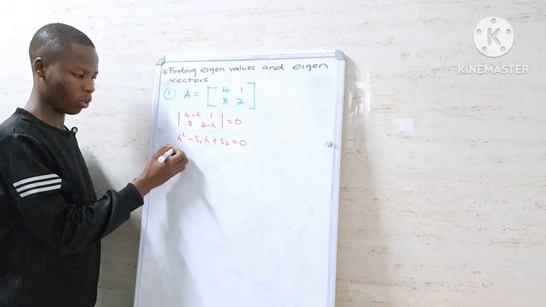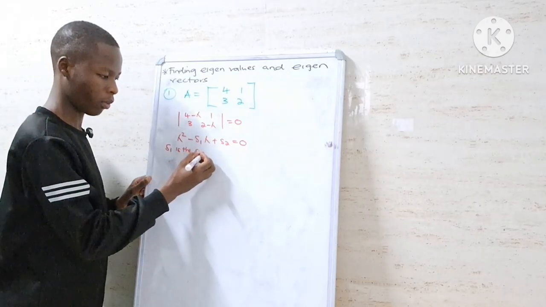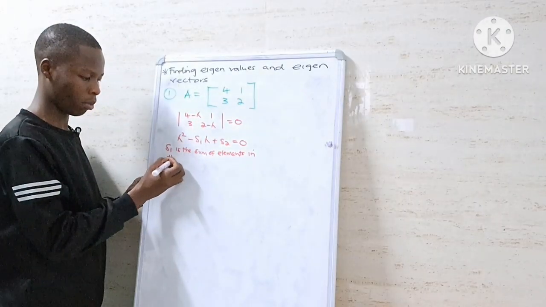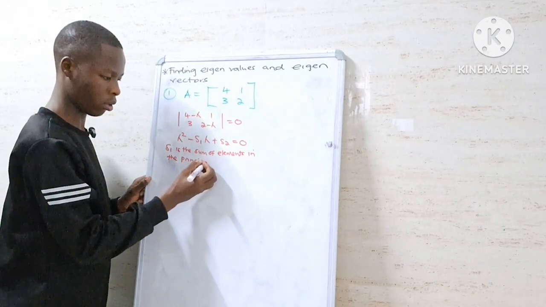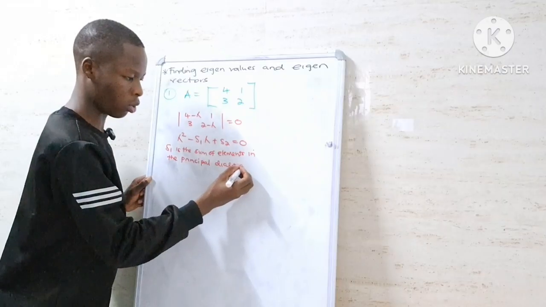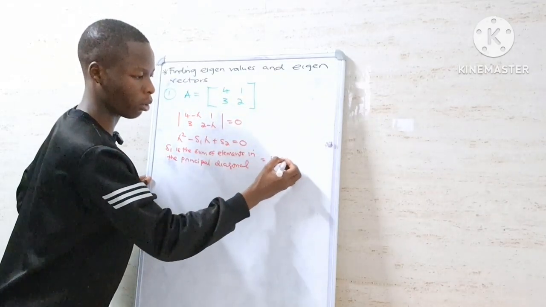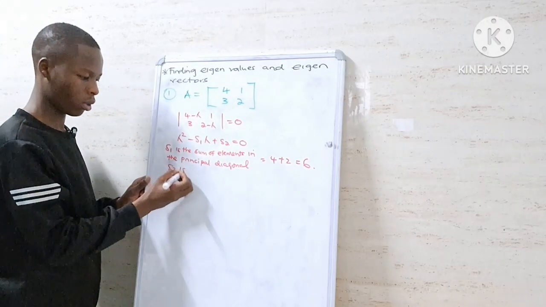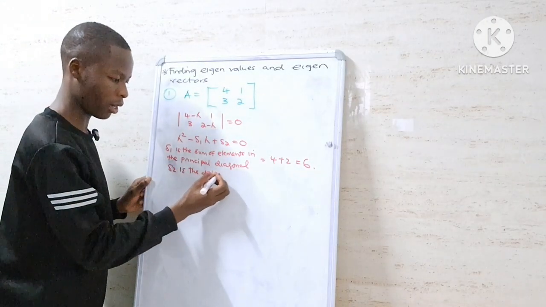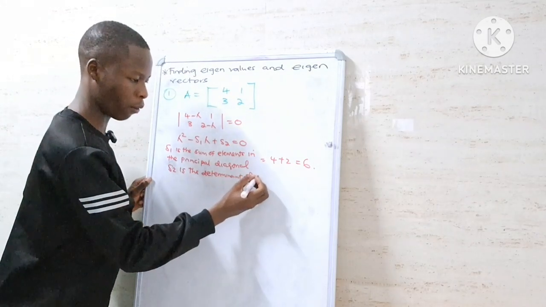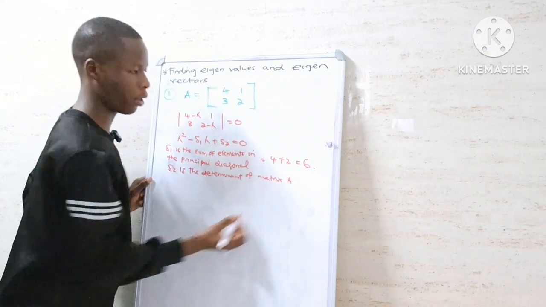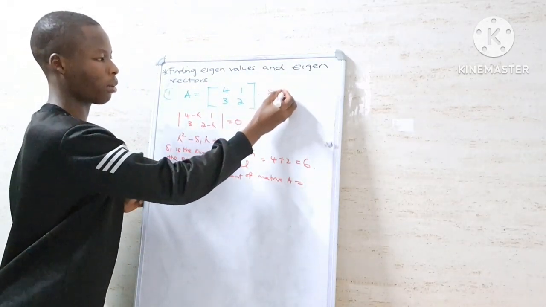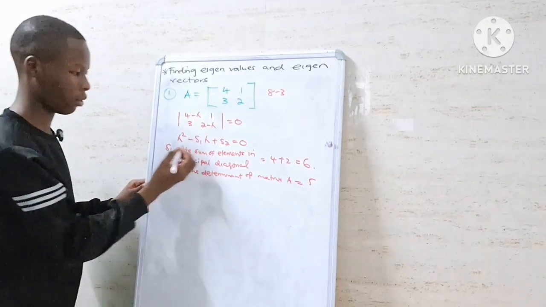where S1 is the sum of elements in the principal diagonal. So the sum of elements in the principal diagonal is 4 plus 2, which is equal to 6. S2 is the determinant of matrix A. The determinant of this matrix, this is 8 subtracting 3, it's 5.